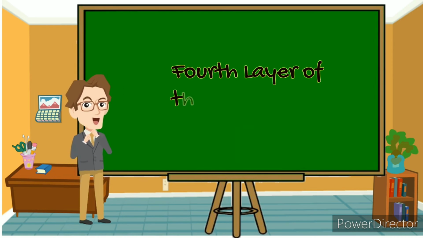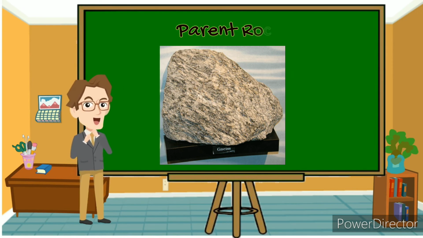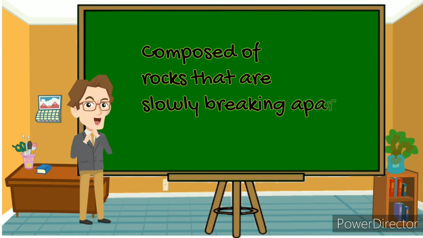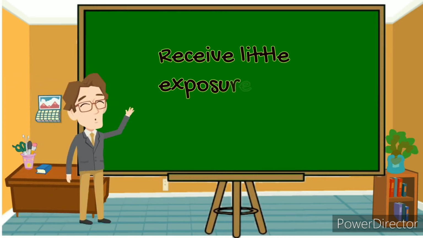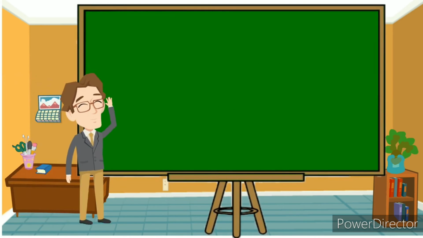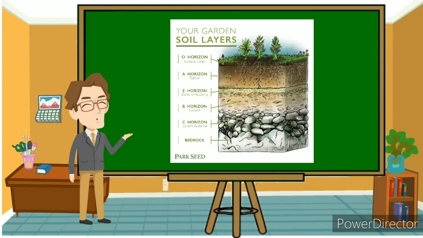The next layer is called parent rock. The parent rock is composed of rocks that are slowly breaking apart. It receives relatively little exposure to the elements. It lacks the nutrients and the water that plants require to thrive.